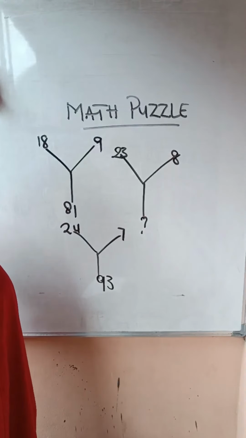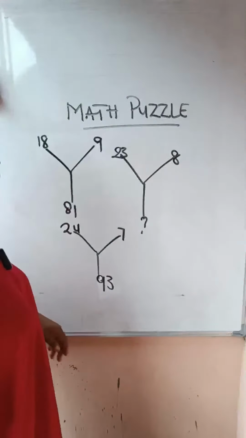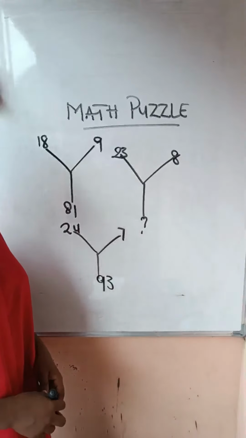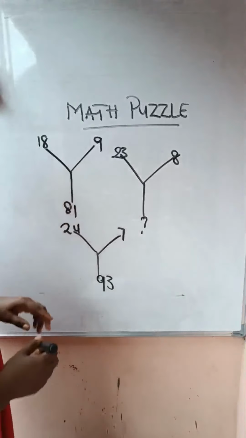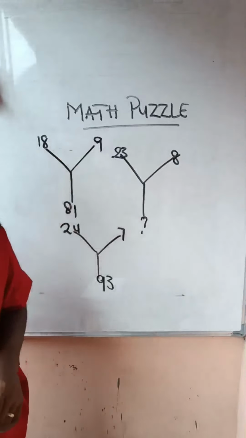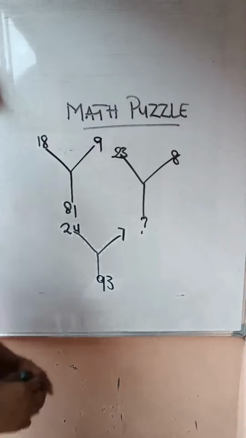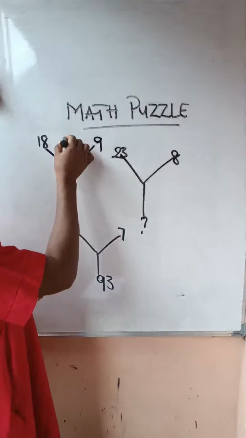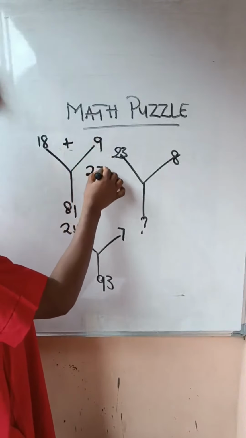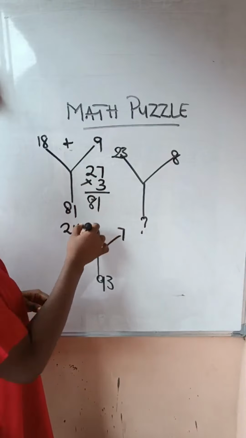Okay. Let's do this together. For the benefit of those that don't know and they really want to know, you add the first and the second. Okay? You add the first and the second. 18 plus 9 will give us 27. Multiplied by 3 will give us 81.